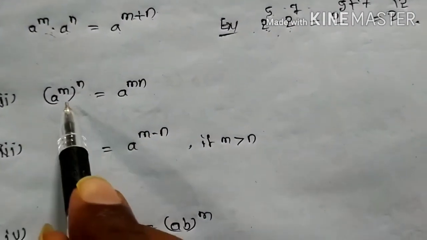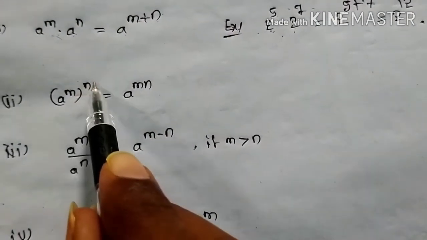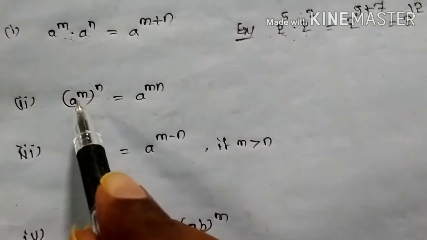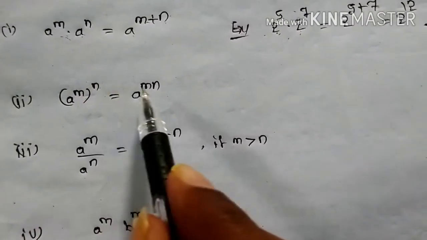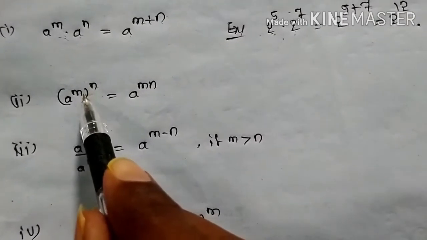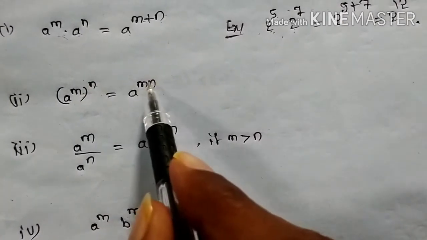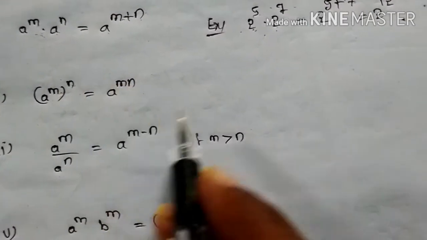Next one, I am taking a to the power m whole power n. This is the power formula. A to the power m whole power n is equal to, just multiply the exponents m into n, that means a to the power mn only.